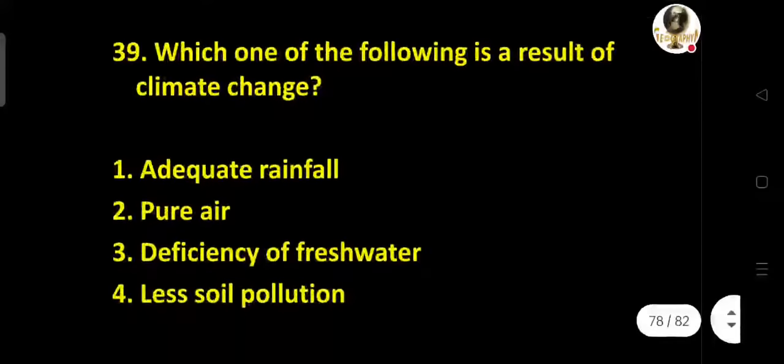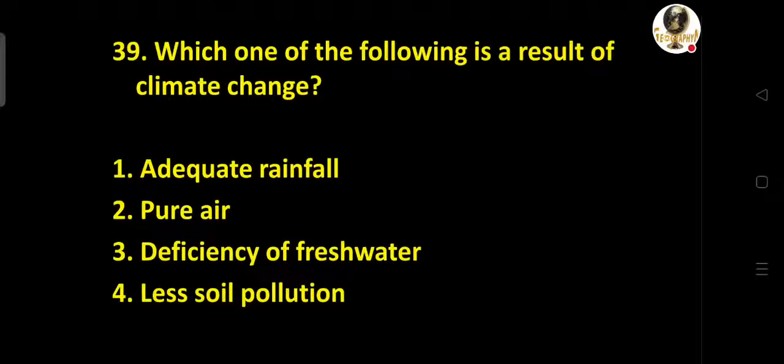And there is another question for you. Which one of the following is a result of climate change? Question number 39. Adequate rainfall, pure air, deficiency of fresh water, less soil pollution. Very interesting, the options are very close. Which one of the following is the result of climate change?